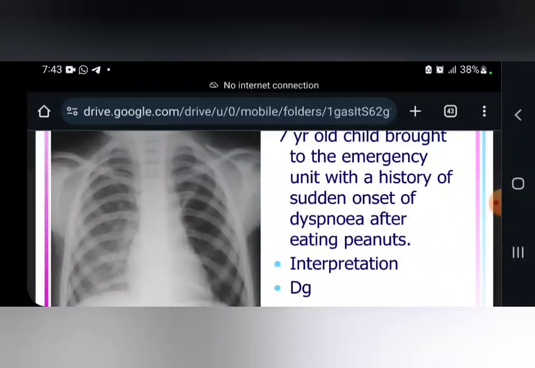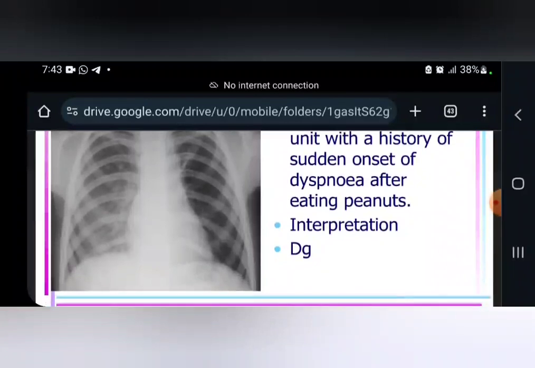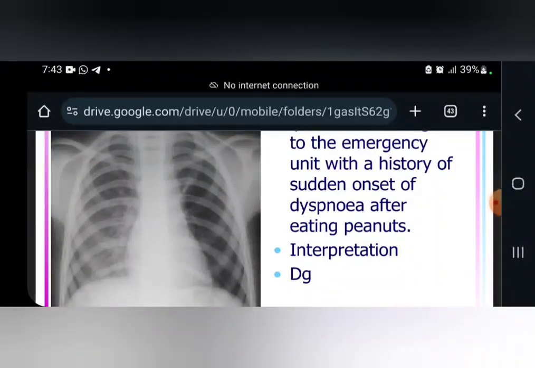Is it clear? And when they're asking you to interpret, the first thing that you have to look for, you look at the level of the right lower lung field on the chest x-ray. In this case, you are going to see a heterogeneous opacity at the level of the right lower lung field. That's the only thing that you have to say.